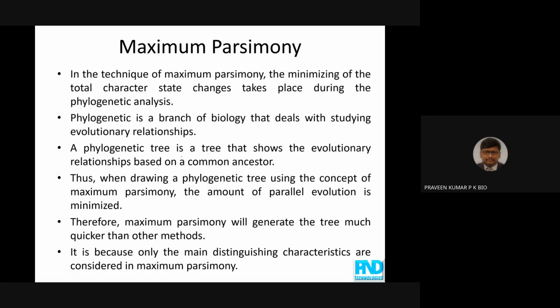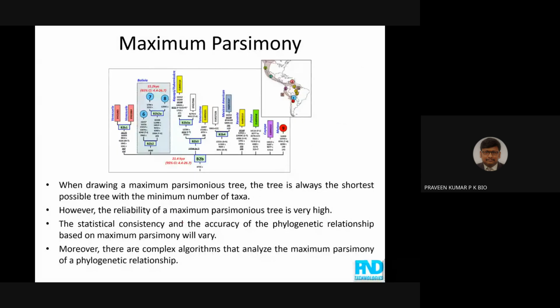What is maximum parsimony? In this technique of maximum parsimony, we generally compare the characters during the phylogenetic analysis. And this is a tree that shows the evolutionary relationships based on a common ancestor. When drawing a maximum parsimony tree, the tree is always the shortest possible tree with the minimum number of changes. So the reliability of maximum parsimony is very high when compared to likelihood.